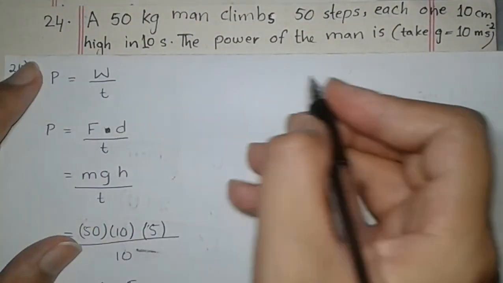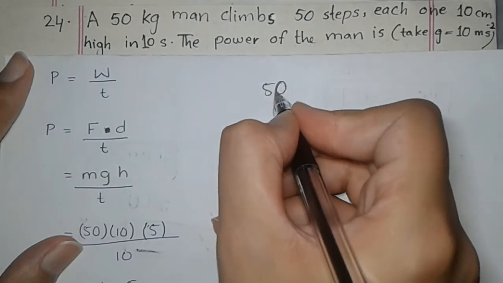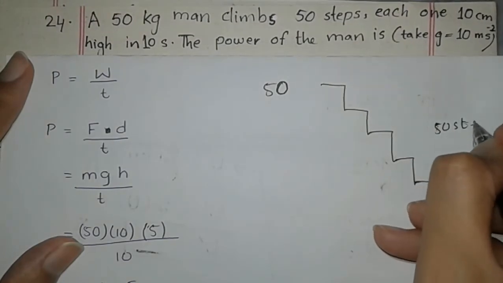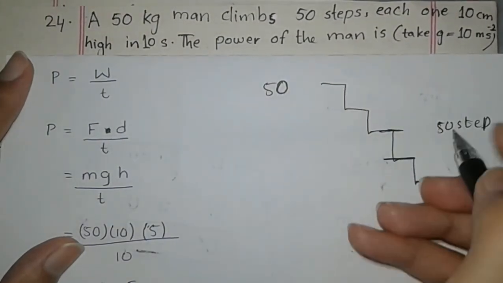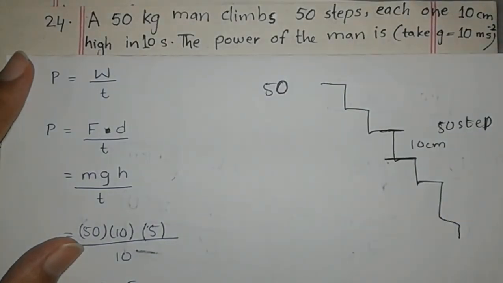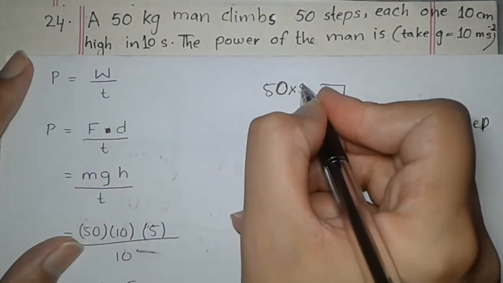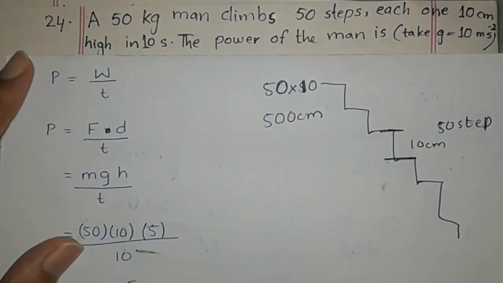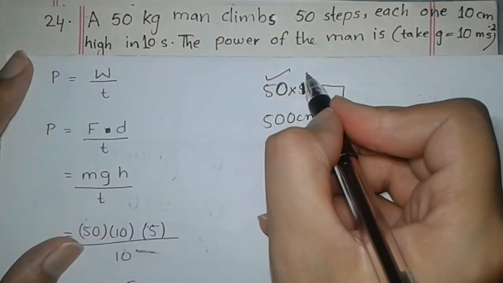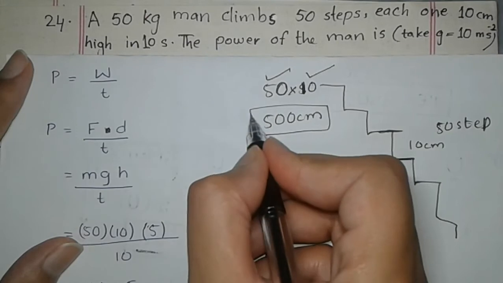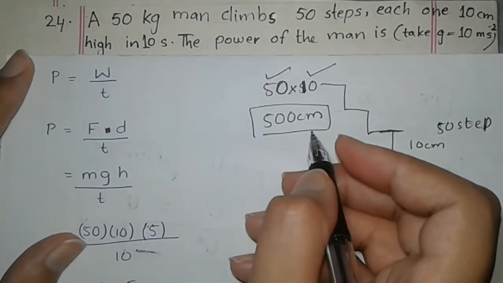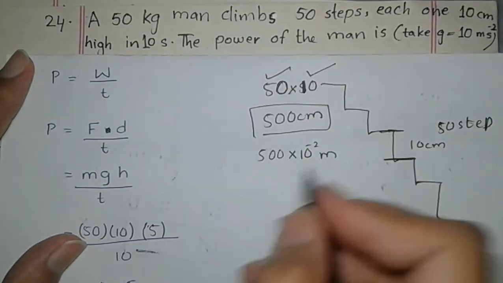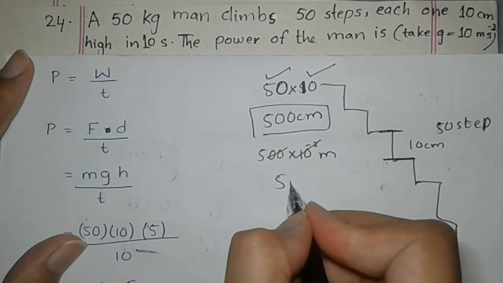Here we are given that the man climbed 50 steps, like this is 1, 2, 3, 4, 5, 6 and so on up to 50 steps. Each one step is 10 centimeter. It means that the total height will be 500 centimeter, 50 steps of 10 centimeter each. Let's convert this centimeter into meter. 500 multiplied by 10 power minus 2 meter, so we will get 5 meter.